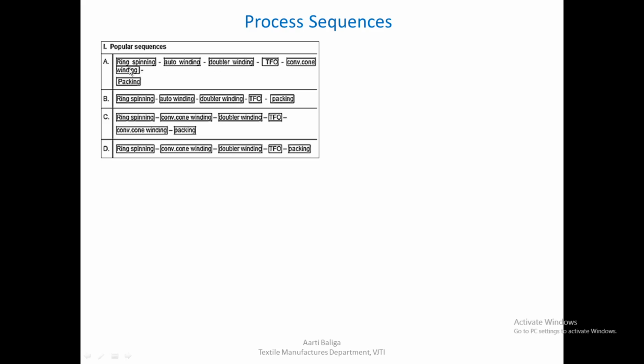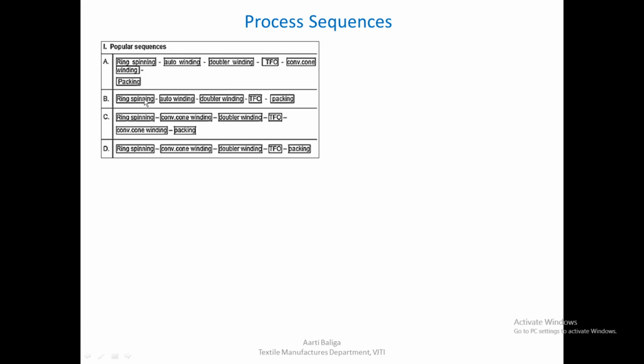So we come to the process sequences. These are the popular sequences. There is ring spinning, then auto winding, then doubler winding, which will give this assembly wound package. Then it goes on the TFO. Then you have a conventional cone winding to remove any faults, and then packaging.